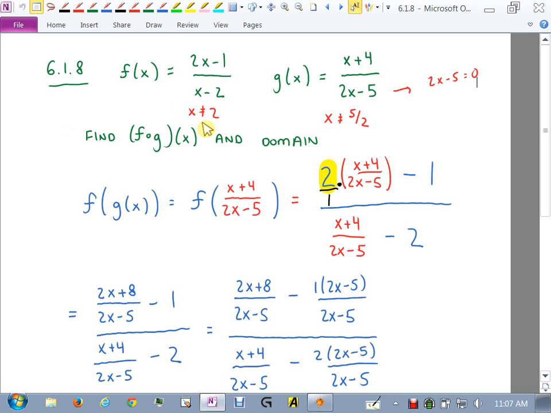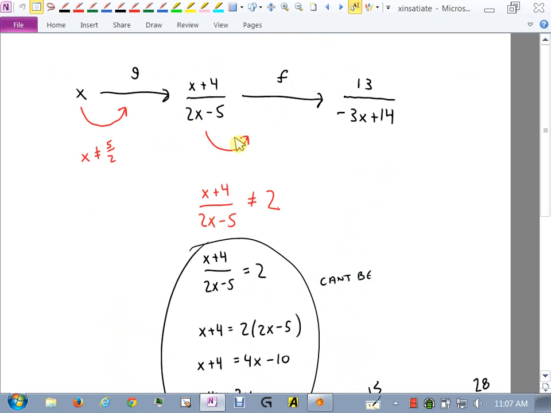But that's if we're looking at them individually. In the composition, it's a little different because when I'm looking at the composition, the only thing g is ever going to see is what we plug in, and that's x. And so we've got to make sure that x can't be 5 halves. But what f is going to see is not x. F is going to be seeing this thing. This thing then cannot be equal to whatever f can't handle, which would be 2. Is this addressing your question, or?